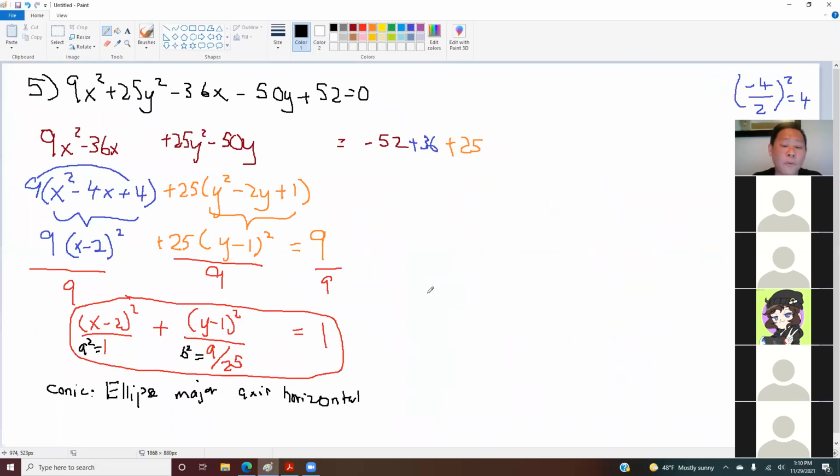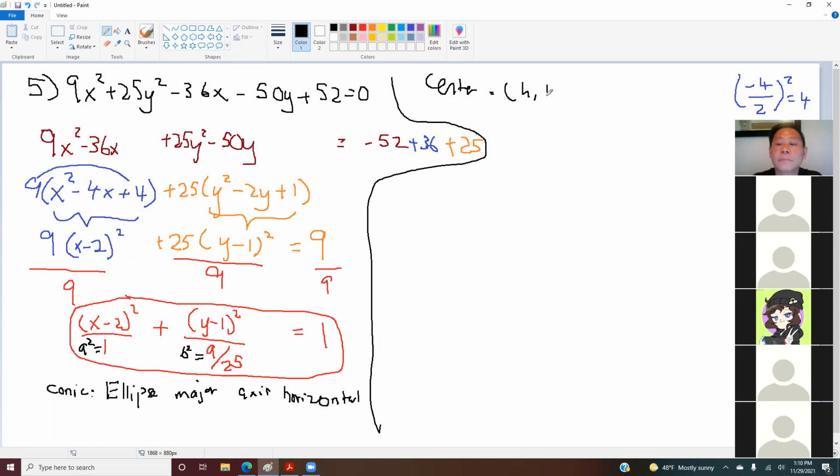So we have to find the center for this. Again, your center in this case is (h, k), which is this 2 and this 1, your x and y here. So in this case it will be (2, 1).